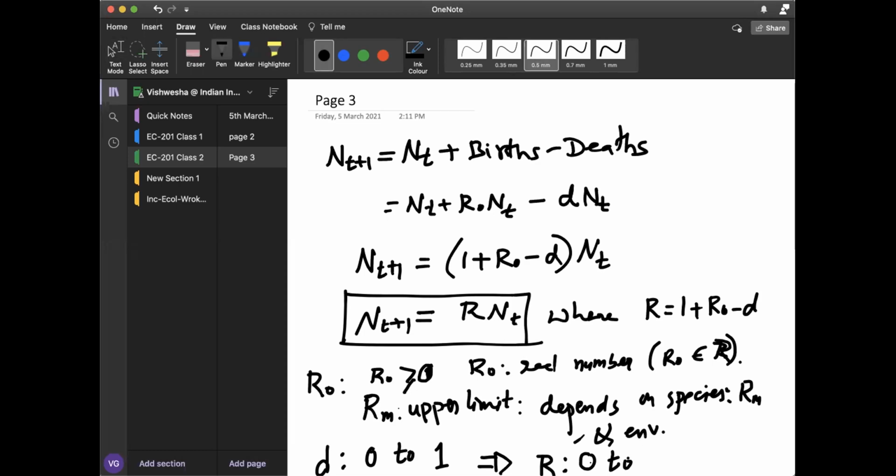Okay, so R goes from 0. What's the maximum that R can take? When R0 is maximum, which is Rm, and D is minimum, which is 0. So it's basically Rm plus 1 is the maximum we can take, meaning there are no deaths and the species is reproducing at the maximum possible capacity. Okay, so those are the ranges that these parameters can take.